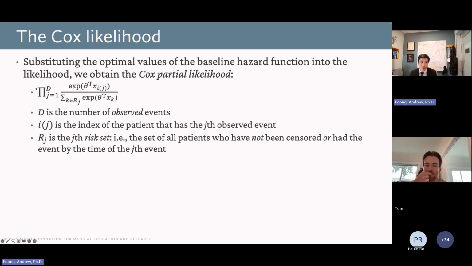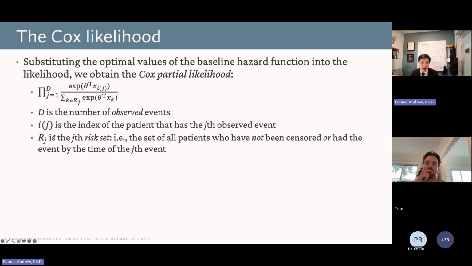So it's a product over D, where D is no longer the number of patients, D is the number of observed events. So if you have 200 patients, but you only observe 100 events, and the other 100 patients get censored before the event, then you're only going to take a product over D, over 100. I_j is the index of the patient that has the jth observed event. So let's say the first patient to have an event is patient 7. Then that is going to be the first term in the product. You consider the first patient has the event, then the second patient has the event, and so on and so forth.